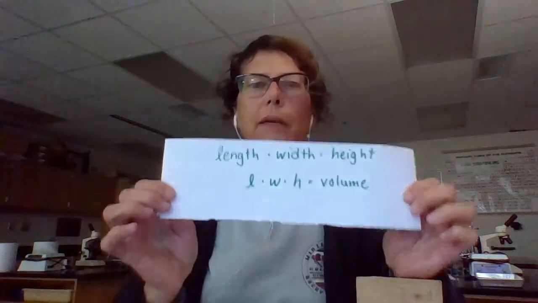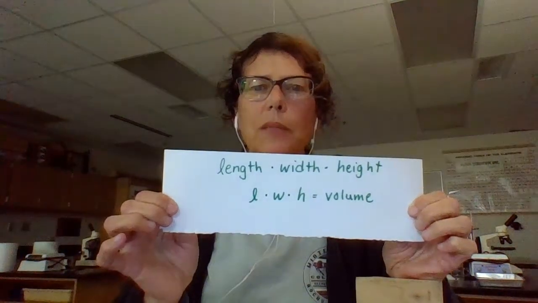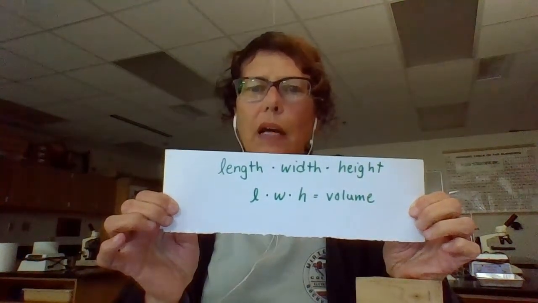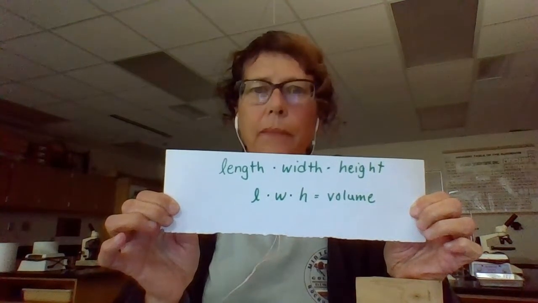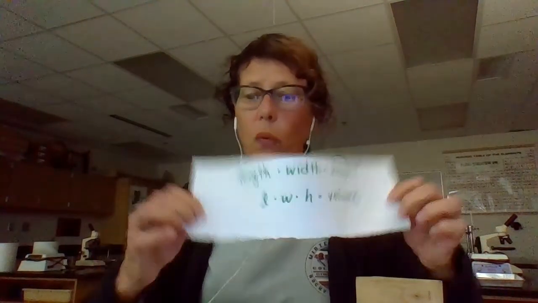And here's the formula. It's length times width times height, or we usually write it as L times W times H. And that gives us the volume. So we have to be good with our measurement in order to do a good job with this. We have to use the formula correctly. But the thing that often messes up students is that they don't do the units right. So we're going to pay attention to all those things.